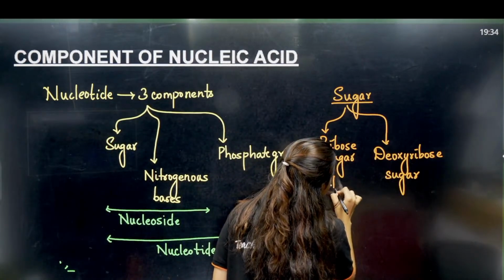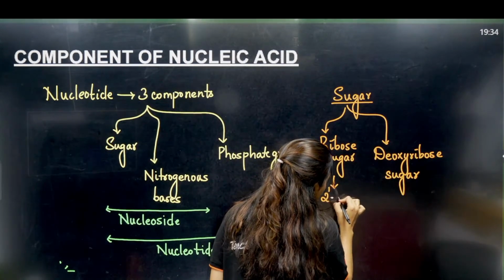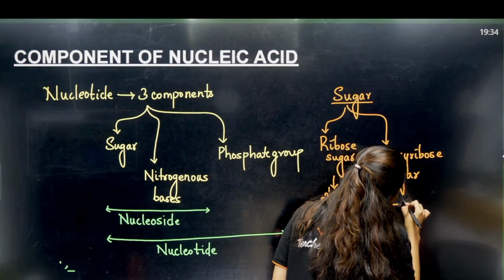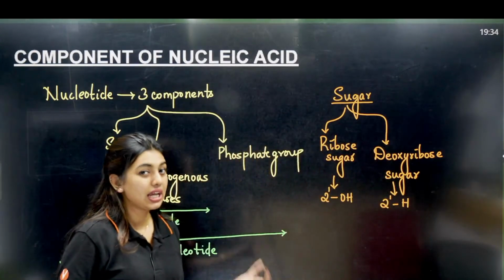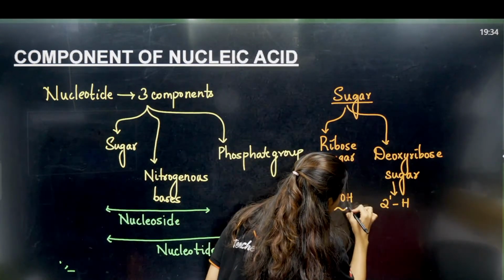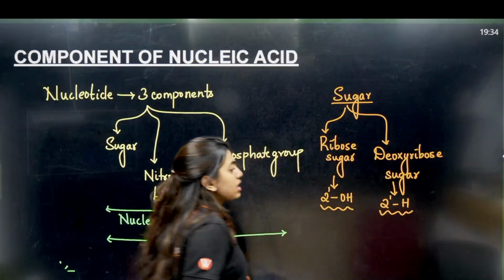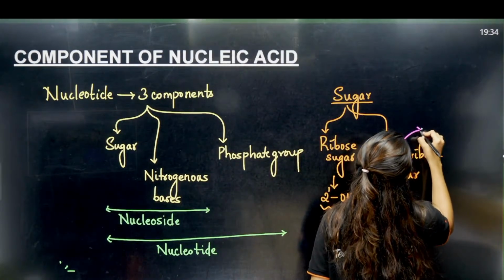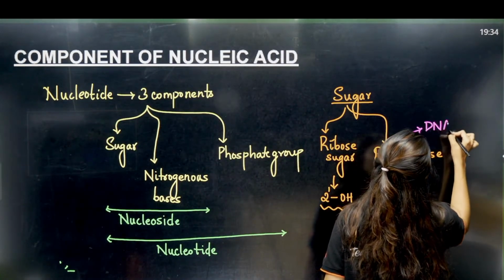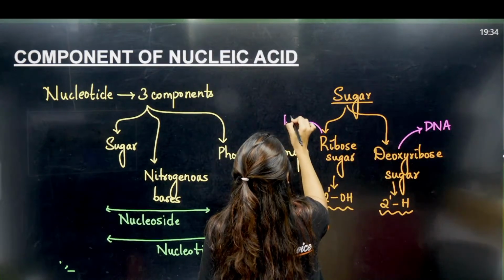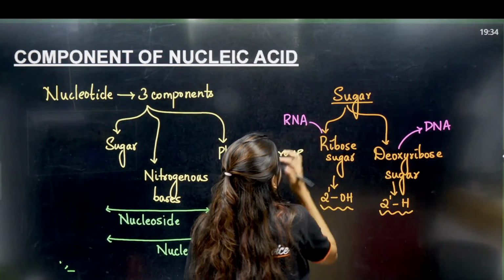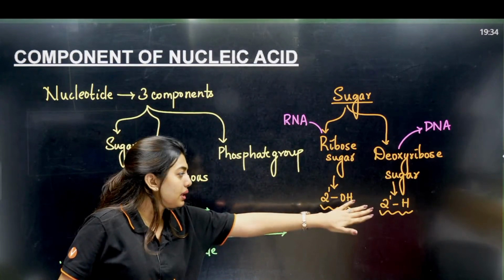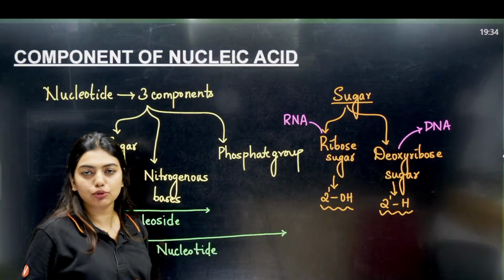In ribose sugar, in the second carbon, there is going to be an OH, and here the second carbon will not have an OH, it will just have an H. This makes these 2 very, very different. Clear to all of you? This is the reason why DNA will have deoxyribose sugar. So, this is going to be possessed by DNA, and this is going to be possessed by RNA. RNA has an extra OH group on the second carbon, which deoxyribose sugar does not have.